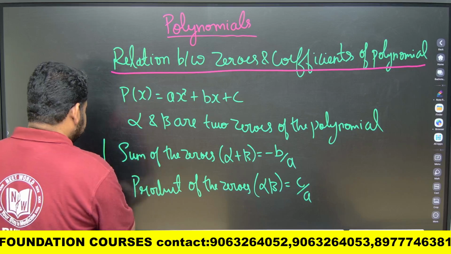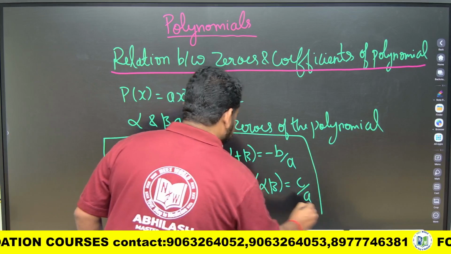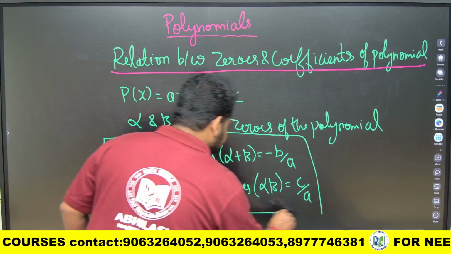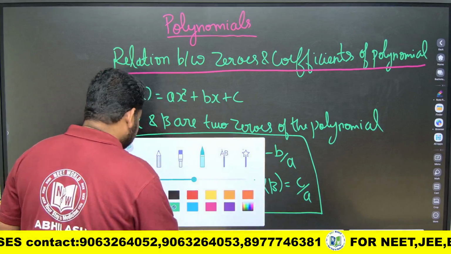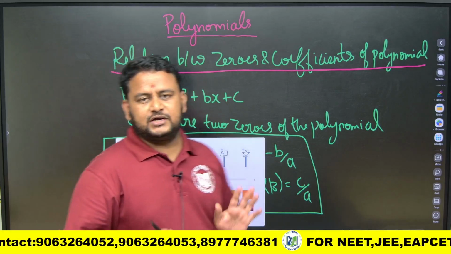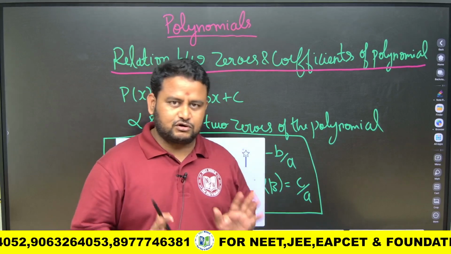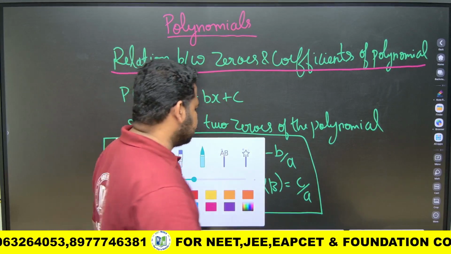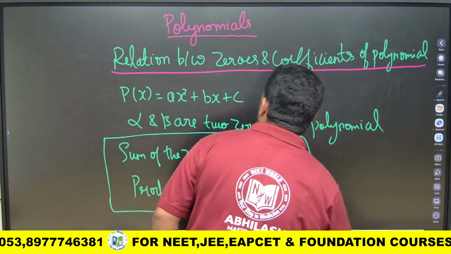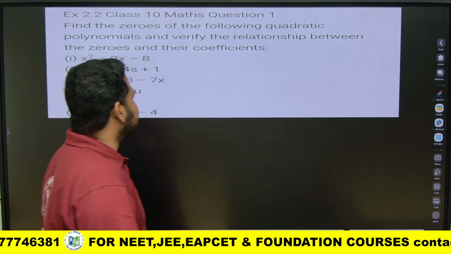This should be very clear to you, because based on this we will be solving the questions now, which are in exercise 2.2. I hope it is clear, the relation between zeros and coefficients of the polynomial. Let us see the questions now, that is in exercise 2.2 in your NCERT textbook.